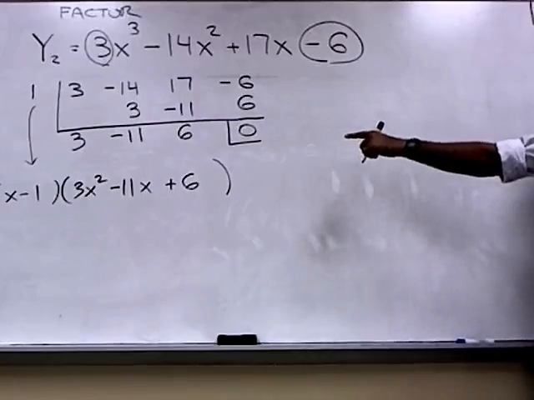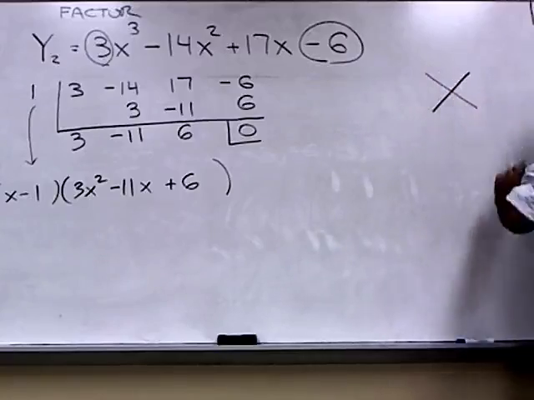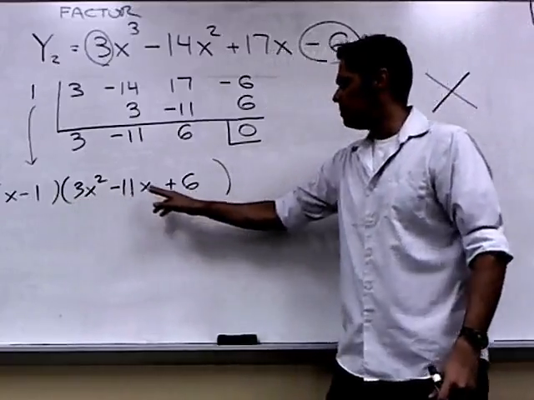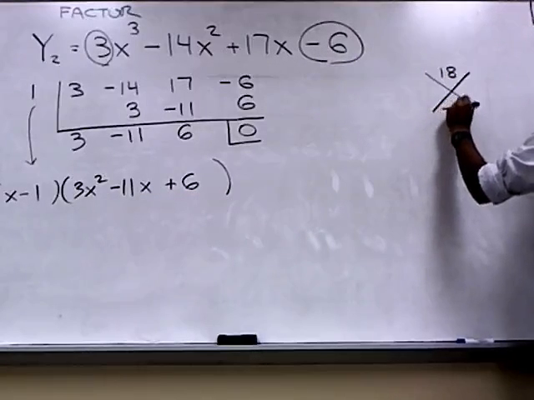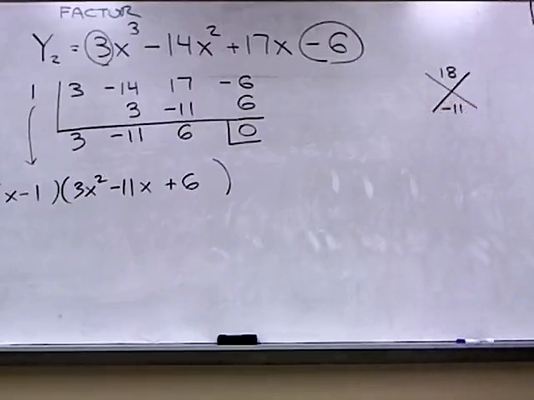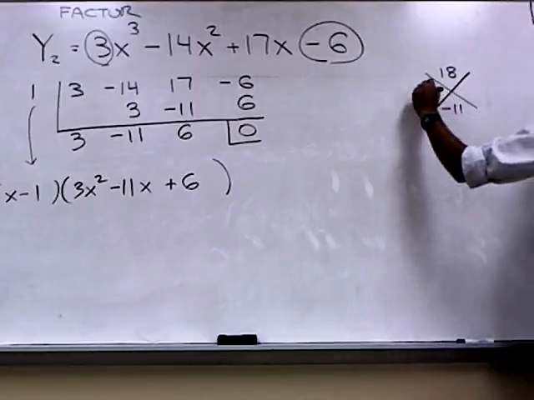If I tried AC method on that, I would have the 3 here times the 6 here, that would give me 18. And the number in the middle, negative 11. Can you think of two numbers that multiply to be 18 and add up to be negative 11? Negative 9, negative 2.